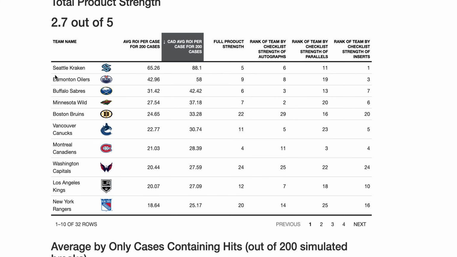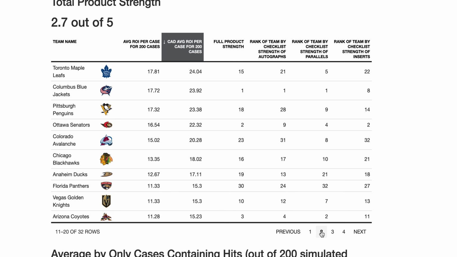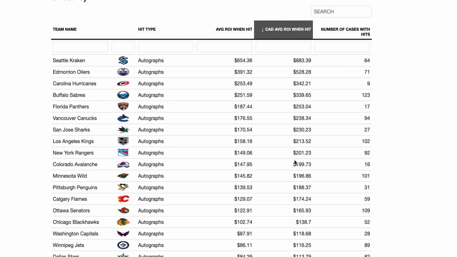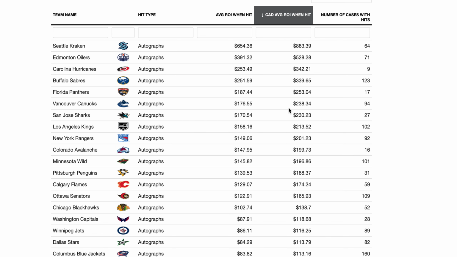What I'm saying now is these teams in this order provide the best ROI over 200 cases. And that number's crazy low. But we're going to go over another table next. So that's page 3, take screenshots. Page 3, this is what the ROI is when it actually hits, but I'm also giving you how many cases it hit in 200.